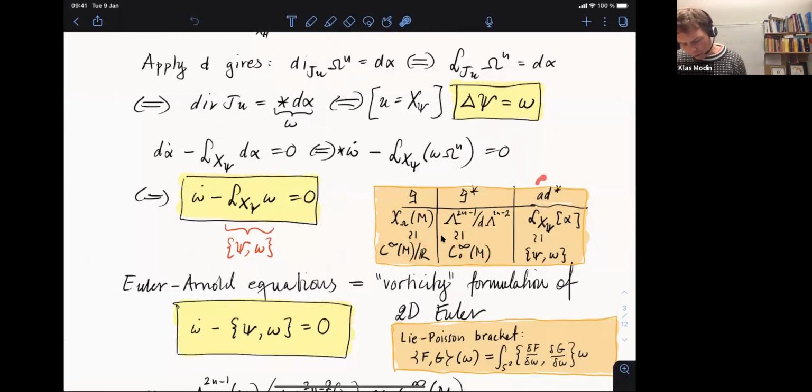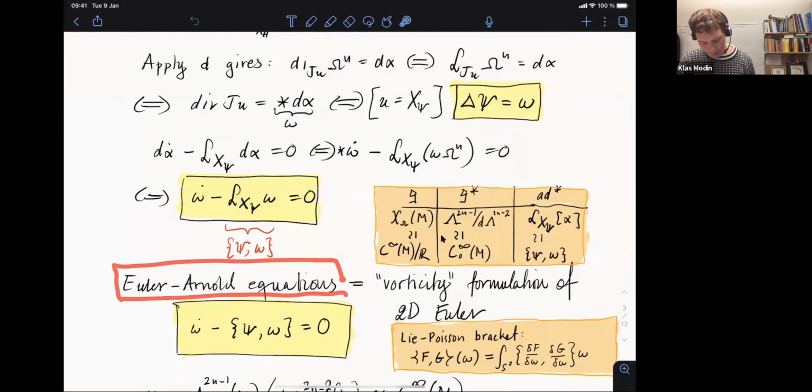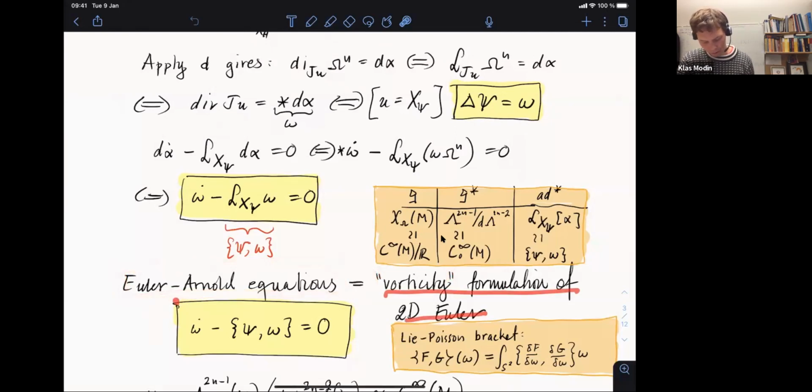And then remember, we computed the ad star. It looked like this when you were acting on the cosets. And then when you move to vorticity, it's somehow much simpler. It just looks like this. It's just a Poisson bracket. So what have we said? What we have derived is that the Euler-Arnold equations in this setting is the vorticity equation. Remember, we're on a symplectic manifold, so you can argue if you should call this vorticity formulation. But if you restrict to the two-dimensional case, it's the vorticity formulation of the 2D Euler equations. It looks like this.